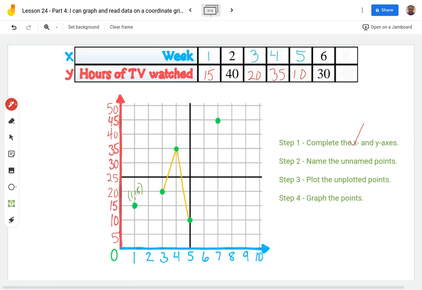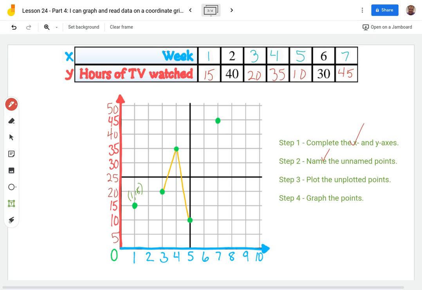And then, of course, there's one more. That's all the way over here at 7, 45. So 7, 45. Now we've completed step 2. And it's on to step 3. We now need to plot the unplotted points. And we see 2 of them up here. 2, 40 and 6, 30.